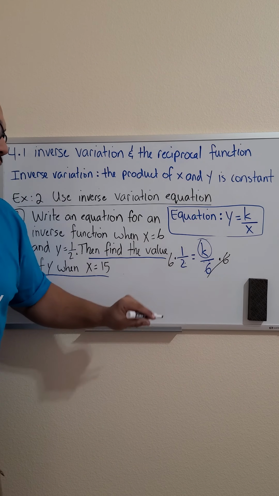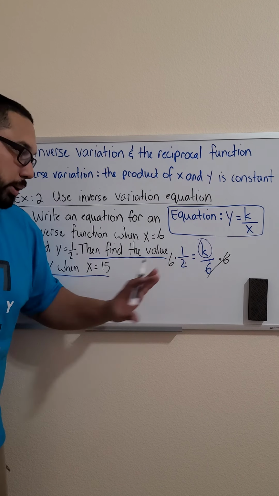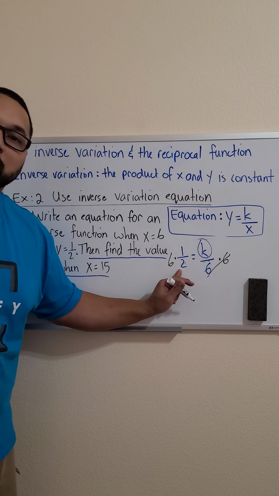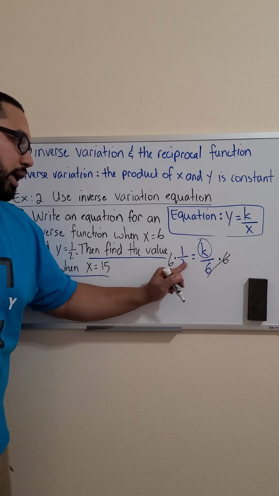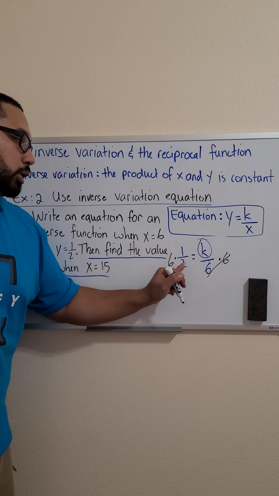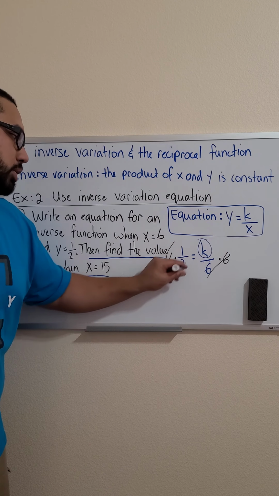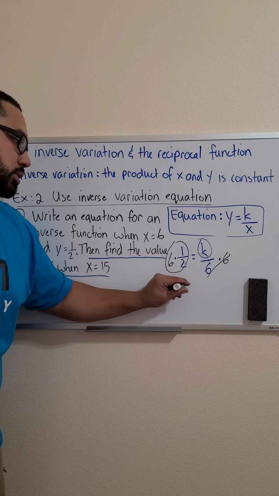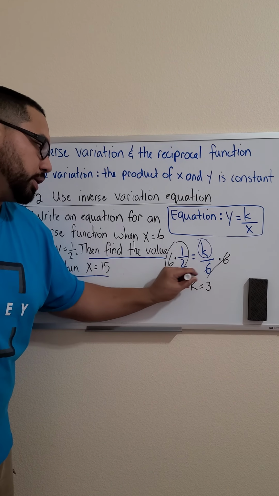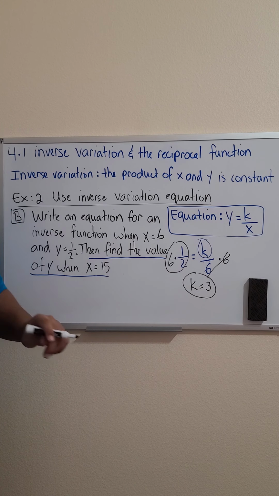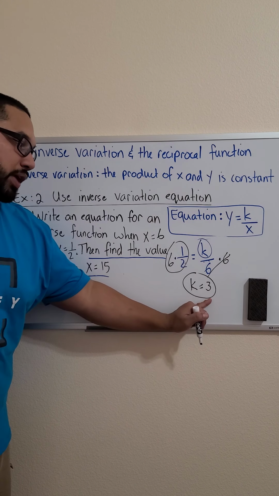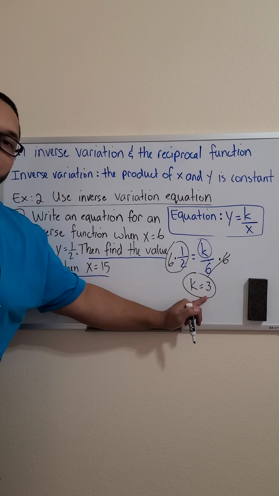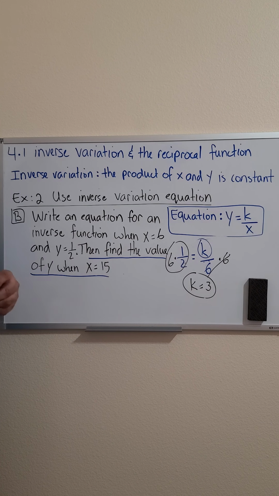These 6s will cancel. Now I know this is a fraction, which some people don't like, but you got the best one you can ask for. In this case, you have 1/2 times 6. When you're multiplying by 1/2, that is literally asking you what half of that number is. So in this case, half of 6 will give us a k value of 3. All right? So we did the first part. We found what the k value was.